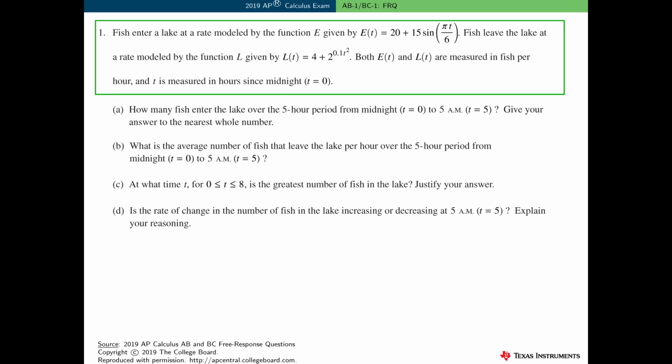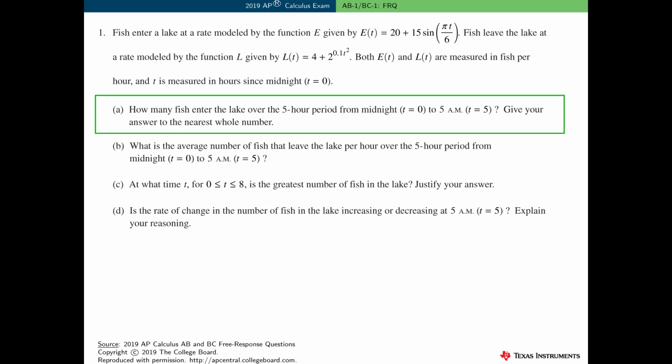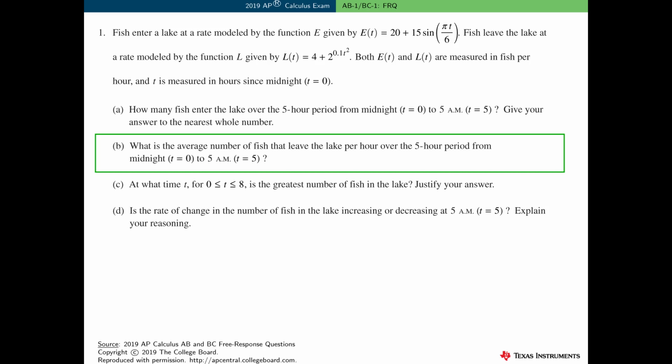This question involved fish entering and leaving a lake. We're given the rate at which they enter the lake and the rate at which they leave the lake. There is no initial condition given here, so we don't know the initial number of fish in the lake. Part A asks for the number of fish that enter the lake over a 5-hour period. Part B asks for the average number of fish that leave the lake over the same 5-hour period.